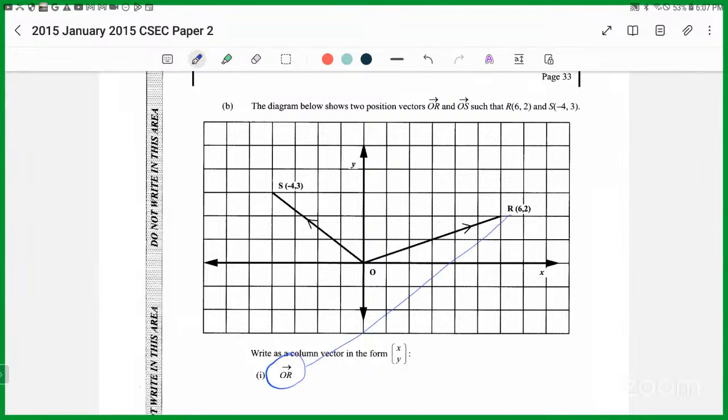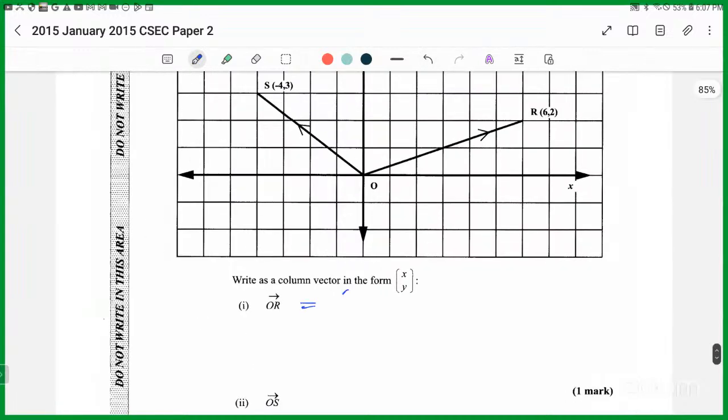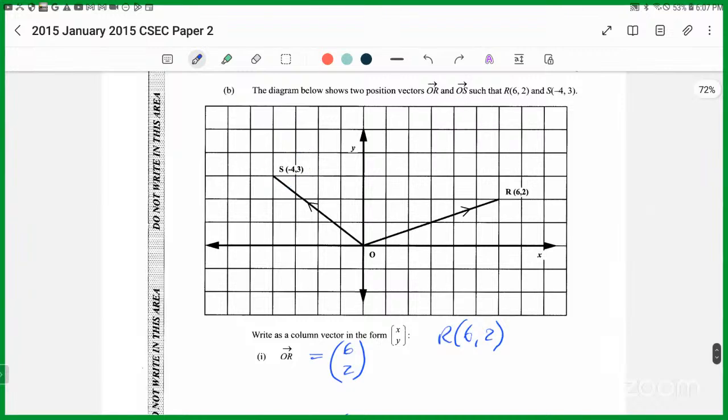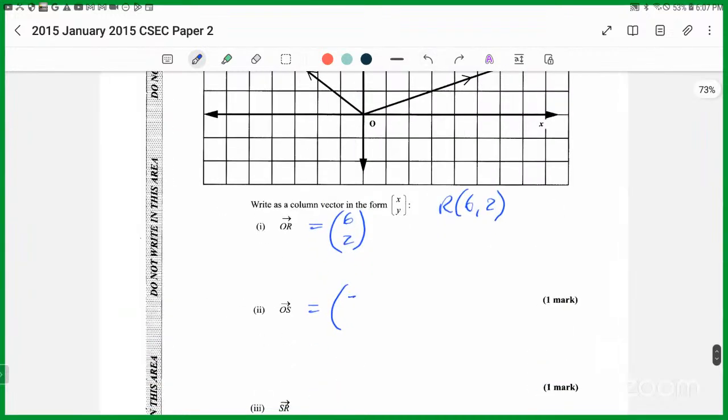Since we know the coordinates of R, there's no calculation needed, they have the same values. So OR is simply (6, 2), because R is the point (6, 2). Similarly, if we mark OS, OS is going to have the same value as the point S, which is (-4, 3). No calculation needed. There's one mark expected for getting this part right.